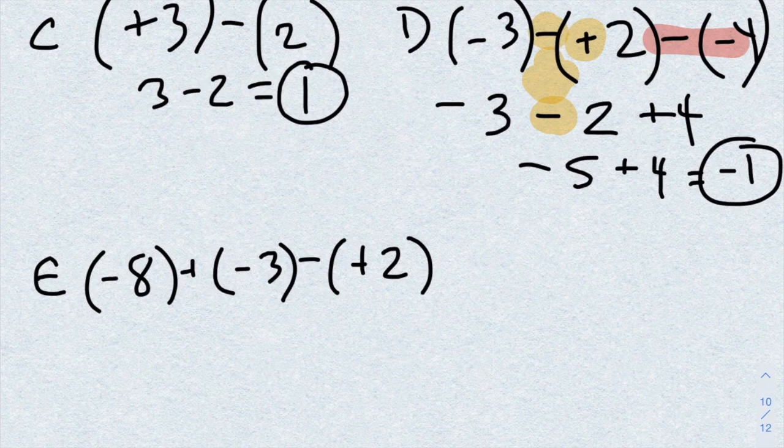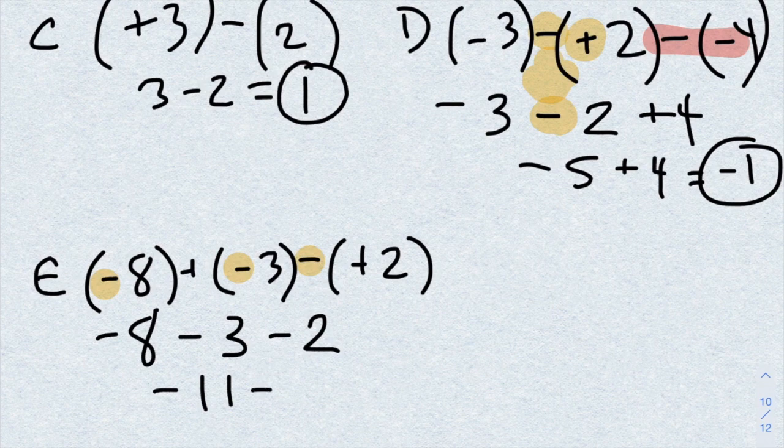Okay, so then we have letter E. We have minus 8 plus negative 3 minus positive 2. Okay, so remember what I just said. Think of your minuses as stronger than your positives. Okay, that's a trick you can think of. So I have minus 8, minus 3, minus 2. So negative 8 minus 3, negative 11 minus 2 gives me negative 13.